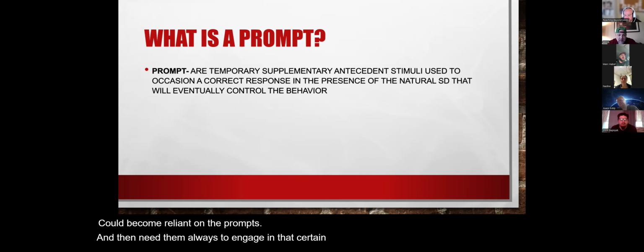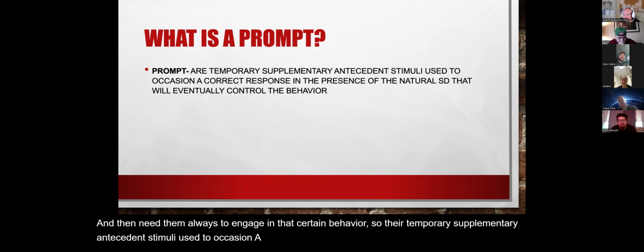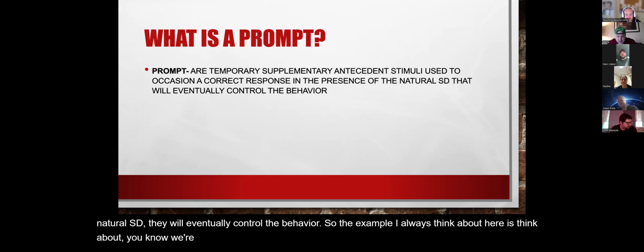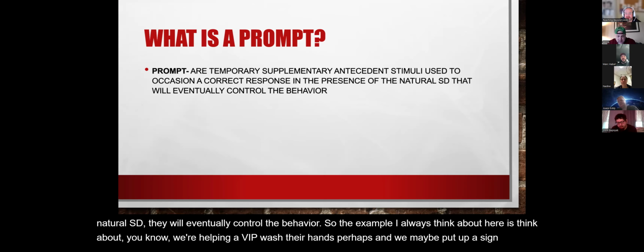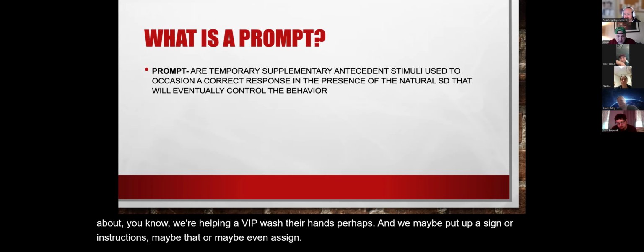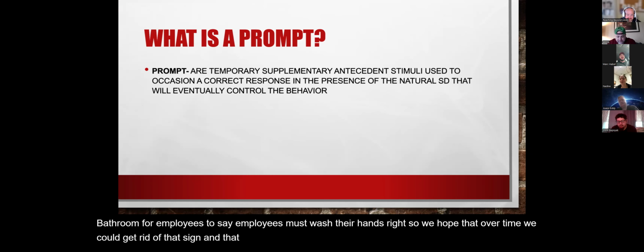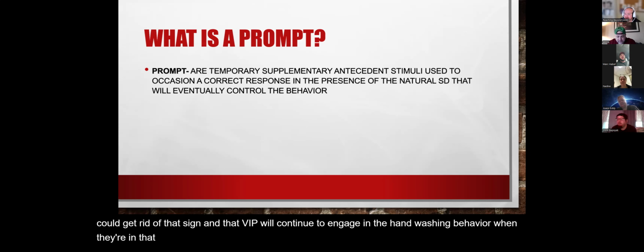So they're temporary supplementary antecedent stimuli used to occasion a correct response in the presence of the natural situation or natural SD that will eventually control the behavior. So the example I always think about here is, we're helping a VIP wash their hands perhaps. And we maybe put up a sign or instructions, maybe even a sign in the bathroom for employees to say employees must wash their hands, right? So we hope that over time we could get rid of that sign and that VIP will continue to engage in the hand washing behavior when they're in that natural environment without using our prompts.